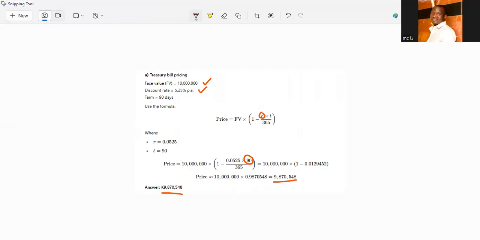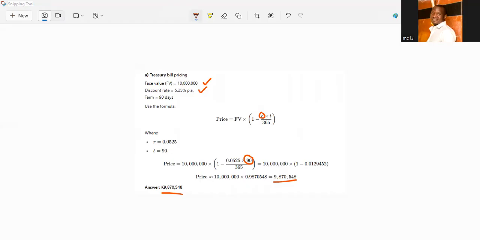Remember, by definition, we say the treasury bill is redeemed at what? At a discount. So it's a short-term debt instrument which the government uses, matured within a year, and is redeemed at a discount. And the difference between the purchase price and the face value is what the investor will make.